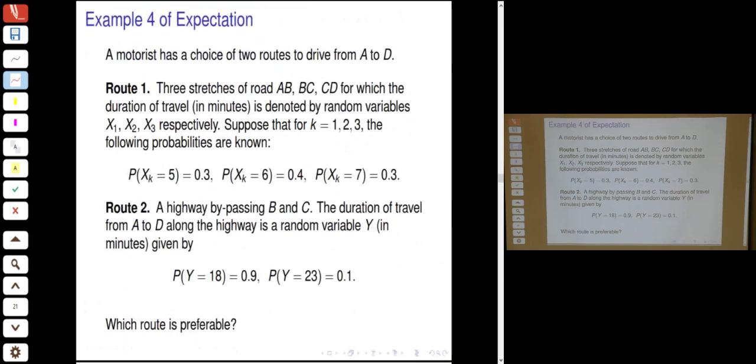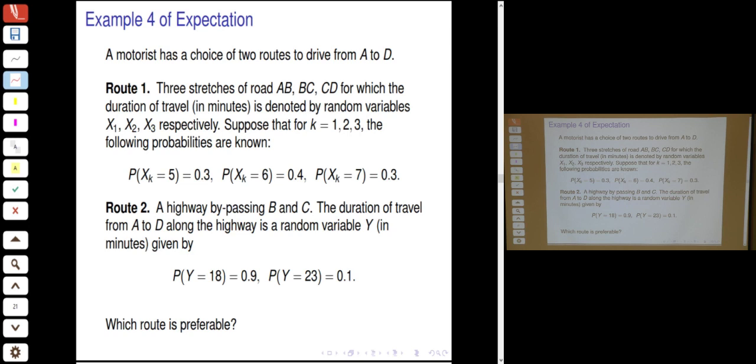So, let us take an example of expectation. A motorist has a choice of two routes to drive from A to D. There are three stretches of roads A to B, B to C and C to D, for which the duration of travel in minutes is denoted by the random variables x1, x2 and x3.